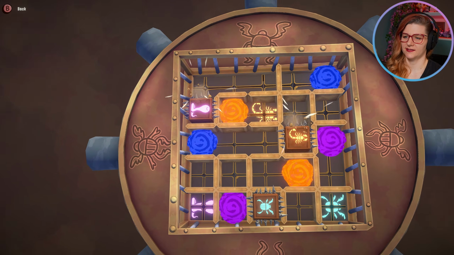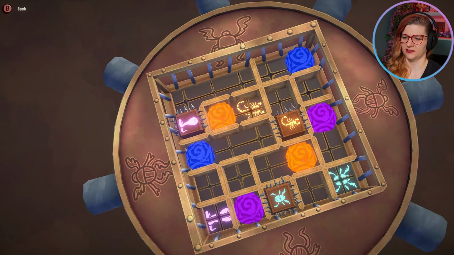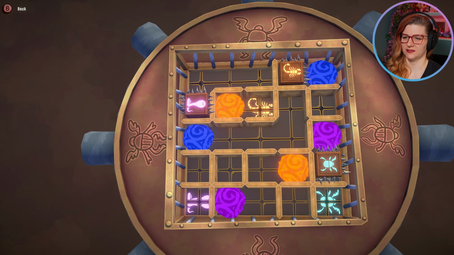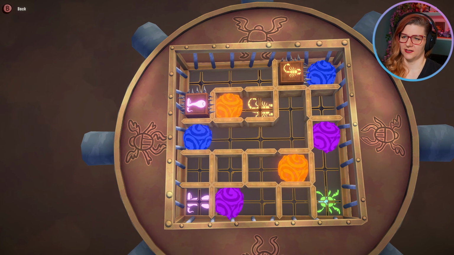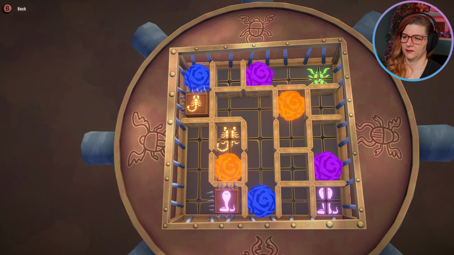So we can't get the Scarab out quite easily, right? Because if we do this and this, out they are. That's okay. What about the rest? The Cobra needs to go into the purple teleporter somehow.